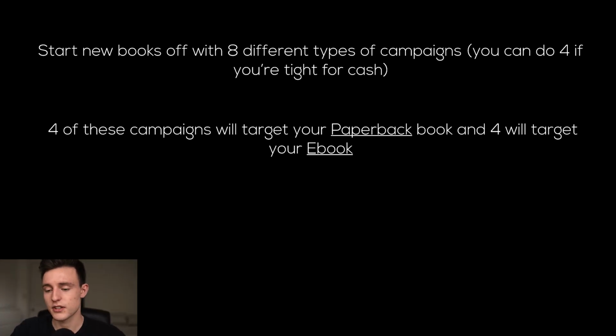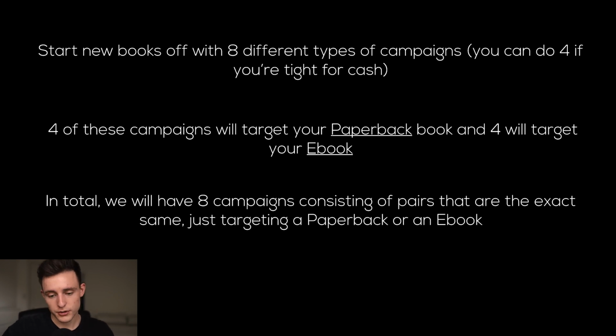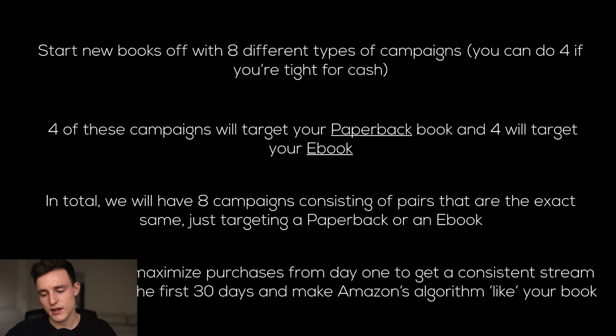So 4 of these campaigns will target your paperback, like I just said, and 4 will target your ebook. In total, we will have 8 campaigns consisting of pairs that are exactly the same, just targeting paperback and ebook. I want to make sure that you understand that so you're not confused. There's 8 total, but there's 4 that are actually different, and they're just duplicated to target our ebook and our paperback. We do this to maximize purchases from day 1 to get a consistent stream of sales in the first 30 days to make Amazon's algorithm like our book, okay?